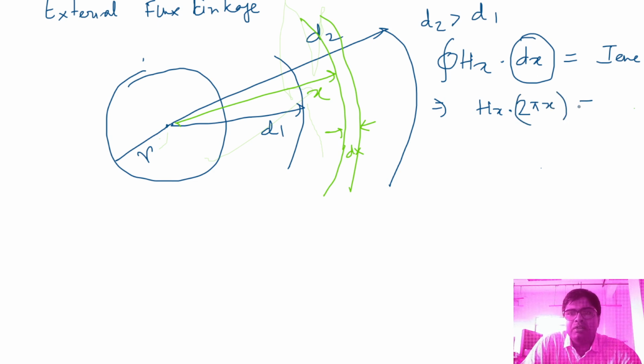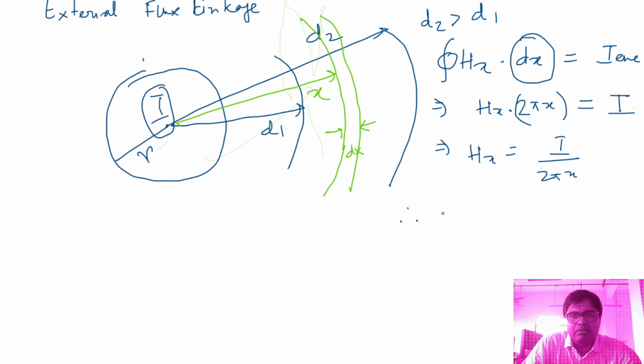Now what will be the I enclosed? Current is flowing through this conductor. So this time for external flux linkage, the entire current will be enclosed by this path. So I enclosed this time is only I. But previously for internal flux linkage it was I into pi x square by pi r square. But in this case it is only I, because this entire amount of current is enclosed by this path. So from there we can say Hx is equal to I by 2 pi x.